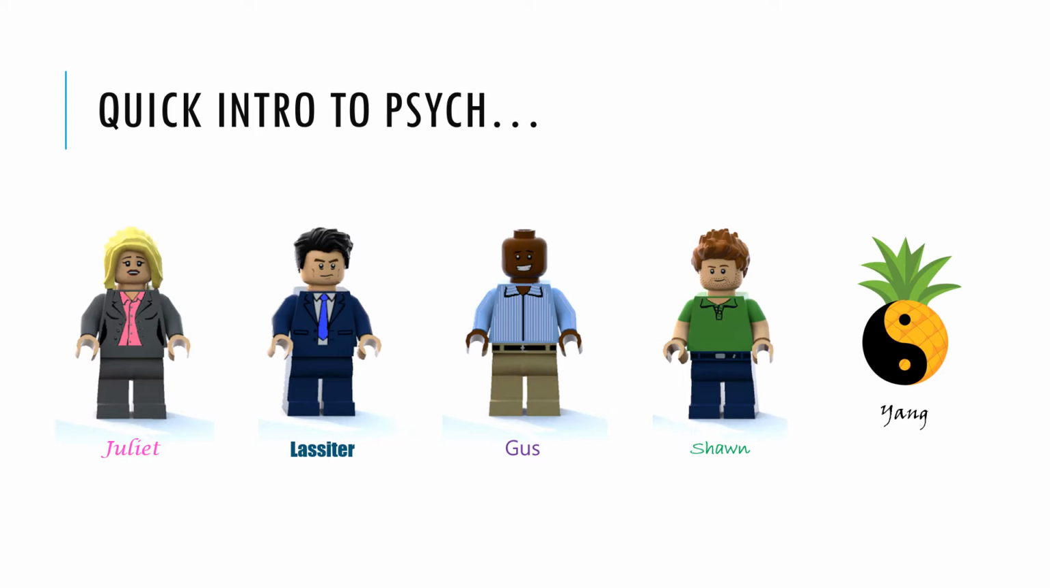So if you've seen the show, you'll understand the reasoning behind this, but the Juliet gene product inhibits Lassiter from being transcribed. Lassiter's gene product inhibits Gus from being transcribed, and Gus's gene product promotes the transcription of Sean's gene. Sean inhibits, or stops, Yang.